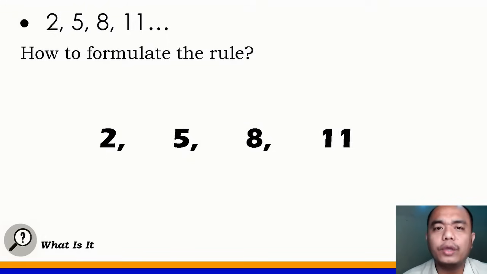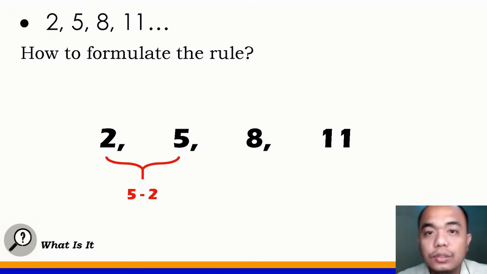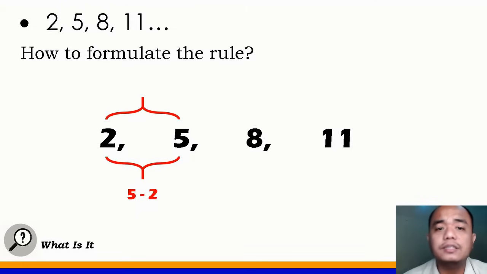What do we mean by working backward? And how do we use the working backward strategy? Again, we are looking for a pattern and we will use working backwards. So simply, we just find the difference of 5 and 2. We work backward from here, going to the first term. And that is 5 minus 2. And that 5 minus 2 is equal to 3.